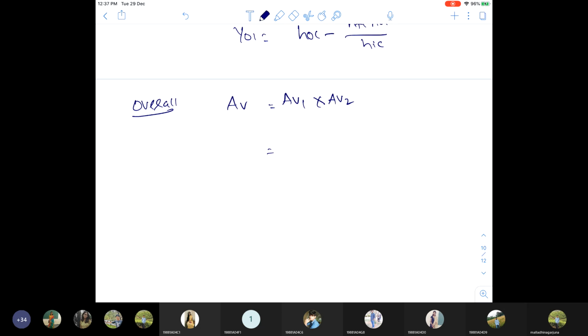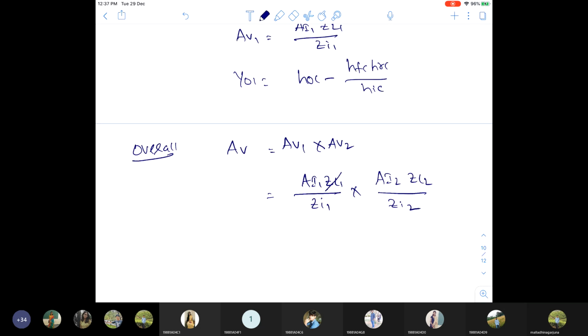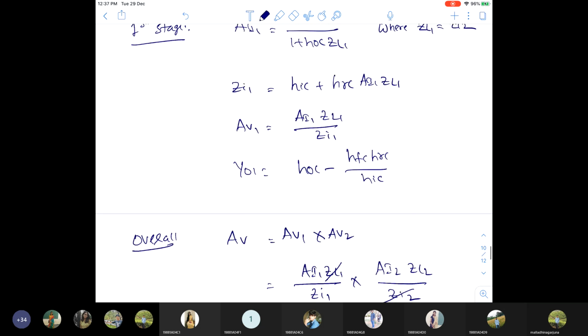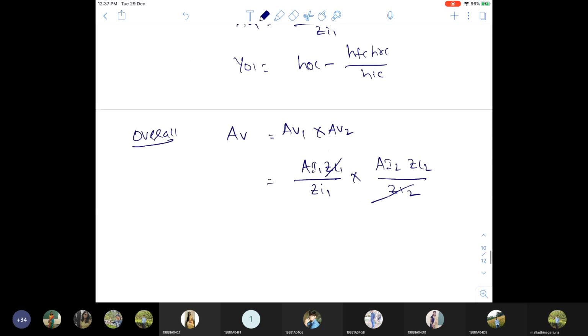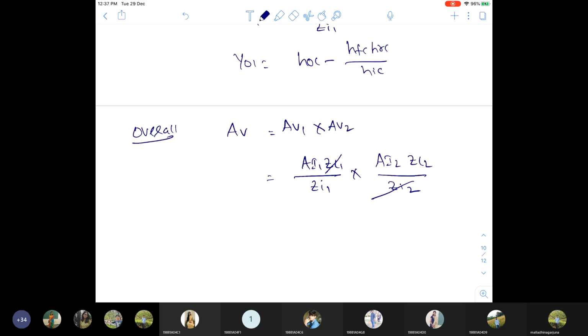Okay, so AV1 is nothing but AI1 into ZL1 by ZI1 into AI2 into ZL2 by ZI2. Am I right? So first stage and second stage: AI1 ZL1 by ZI1 into AI2 ZL2 by ZI2. So here you can cancel ZL1 and ZI2. Why? Because both are same. You can cancel it. Okay.